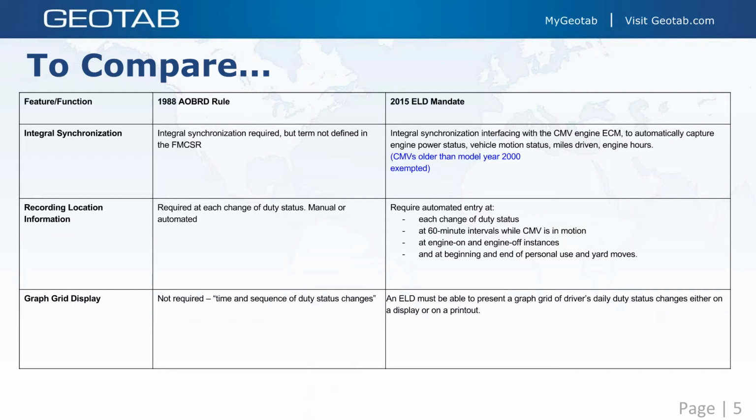The graph grid display was never required for the AOBRD. All they really needed was the time and sequence of duty status changes. Now they say an ELD must be able to present a graph grid of the driver's daily duty status changes, either on a display or on a printout. And if you're familiar with Geotab Drive at all, this is something that we already do.